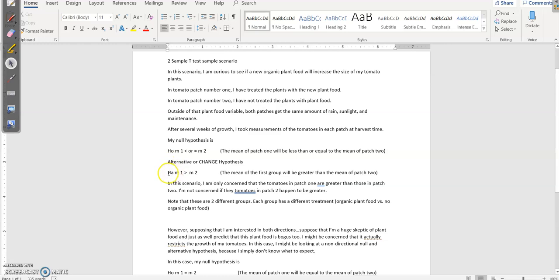We denote it with HA, the alternative hypothesis, and we're going to say that in this scenario, the mean of patch 1, where I had the plant food, is going to be greater than the mean for patch 2. I just use an M. I don't really get into the Greek letters when I'm typing in Word. I don't expect you to in the class.